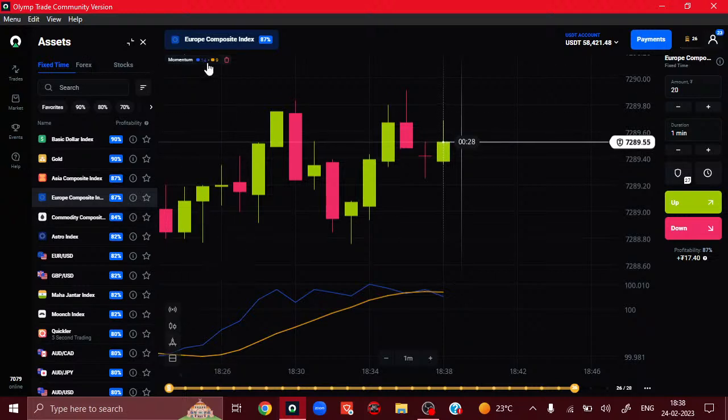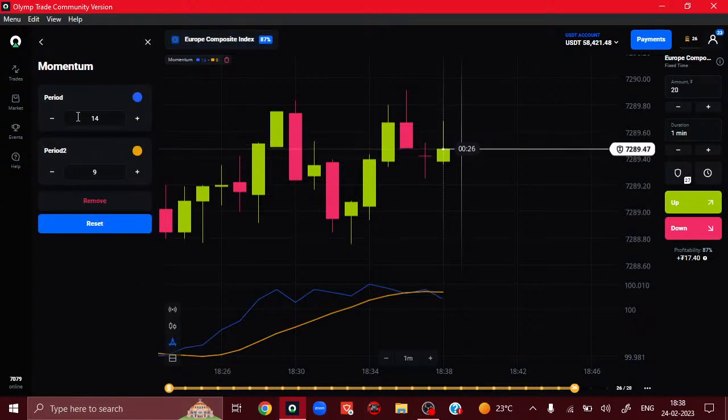Also guys, if you are having the starter status, please make sure that you apply the momentum indicator with these settings. Period 14 and period 2 should be 9.